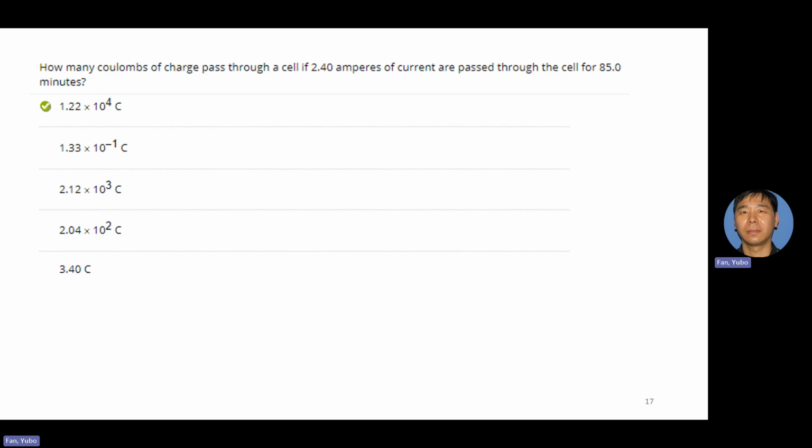How many coulombs of charge pass through a cell if 2.4 ampere of current are passed through the cell for 85 minutes? All right, this is an easy question. So we know Q equals IT, right? So it asks about the coulomb. We know the current, which is 2.40 ampere, for 85.0 minutes. Minutes, we just need to convert it to seconds, because 1 minute equals 60 seconds. Then this is the exact number.